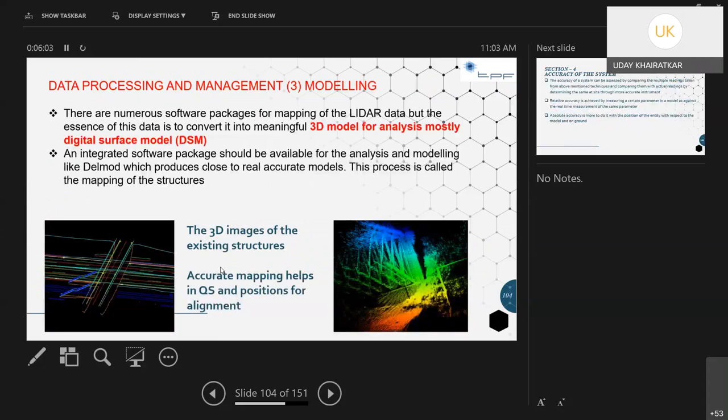There are numerous software packages for mapping LiDAR data, but the essence of this is to convert it into a meaningful 3D model. There are a lot of different software packages available which can analyze the data, but the main intention, or main final result, has to be a 3D model.